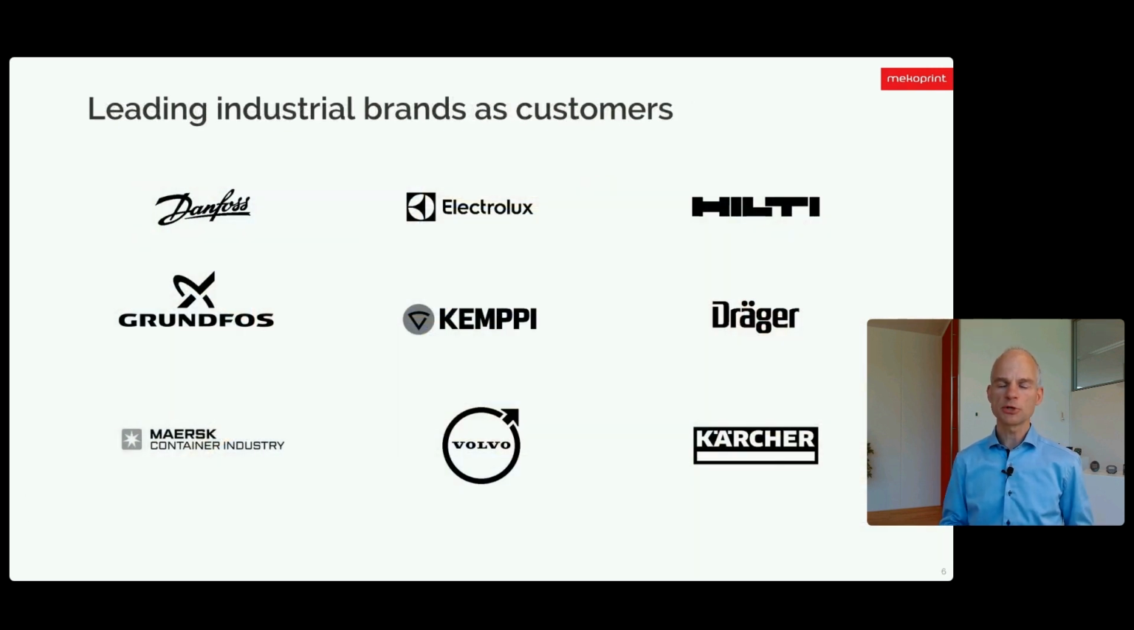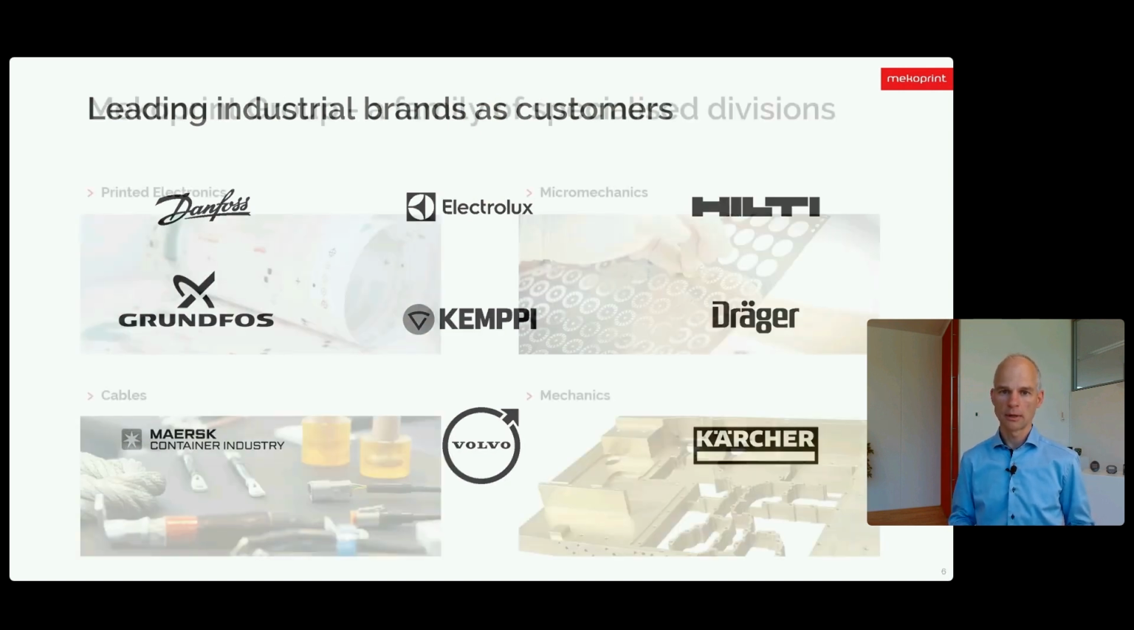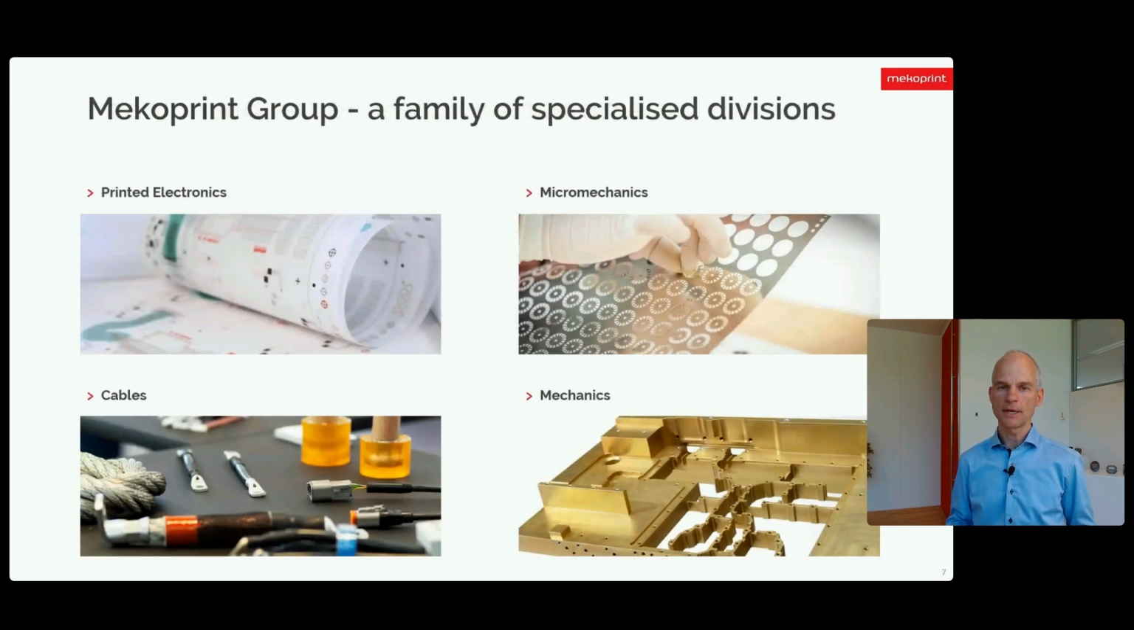There is a Mekoprint user interface in many global brands. Here are some examples for you. As mentioned before, the user interface team is part of a big group. There are 4 different business units helping our customers with different types of technologies. On top of that, there's a global network of partners and sub-suppliers that we can use to create your user interface.